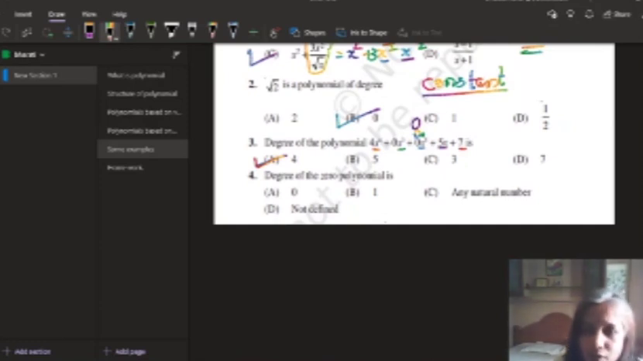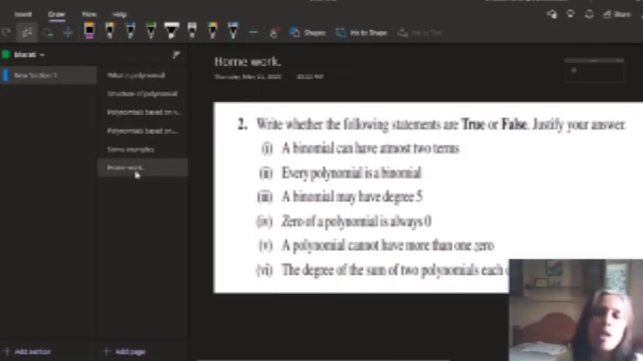Next, degree of the zero polynomial. Degree of the zero polynomial is not defined because it is having constant. Moreover, it has no variable with it. So we don't know how to define it. Therefore, for this we have used the word not defined. That is the answer.